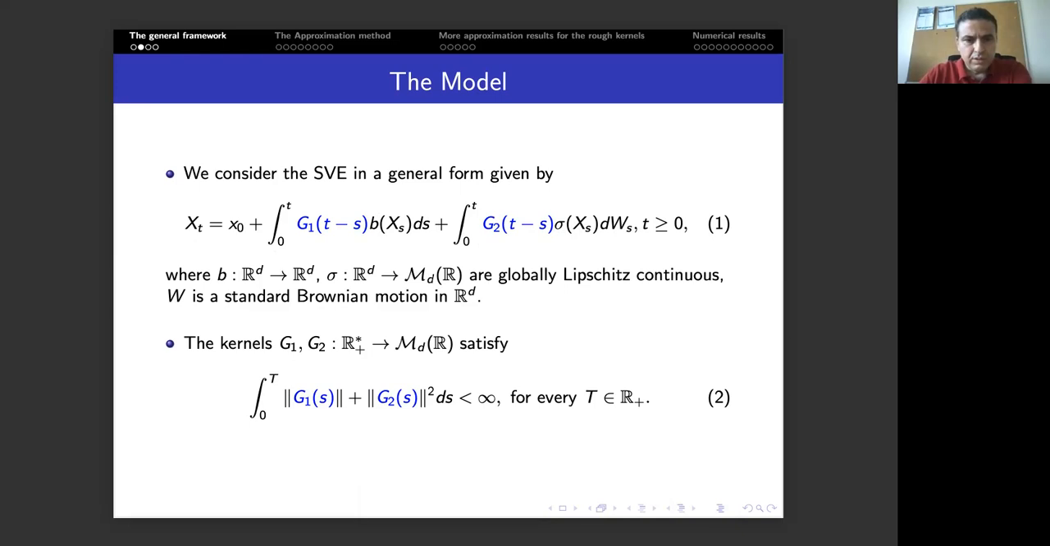So our assumption on the kernels is that they are uniformly integrable on the interval 0 to t. So if I'm considering G1 and G2, they are d times d matrices, and the matrix norms here should satisfy this uniform integrability with respect to time. So this is the main assumption on our kernels here.